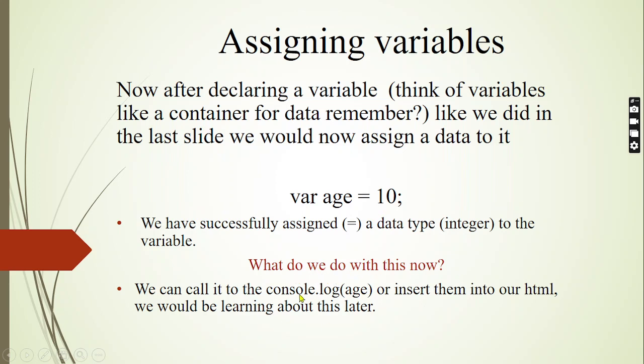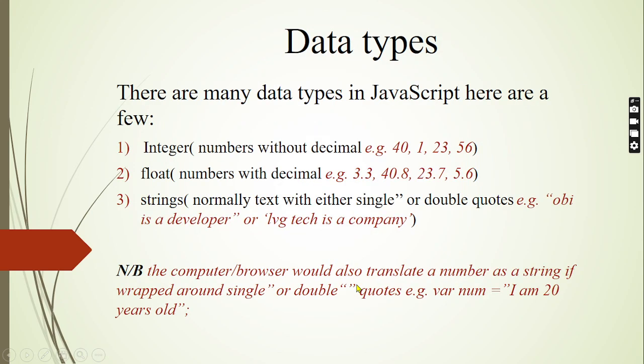So what do we do with this now? We can call it into console.log, or we can insert it into our HTML, like using document.write and all that. We don't just declare or assign it, we use it for programming, to perform certain tasks in JavaScript. So what are data types? There are different types of data types.